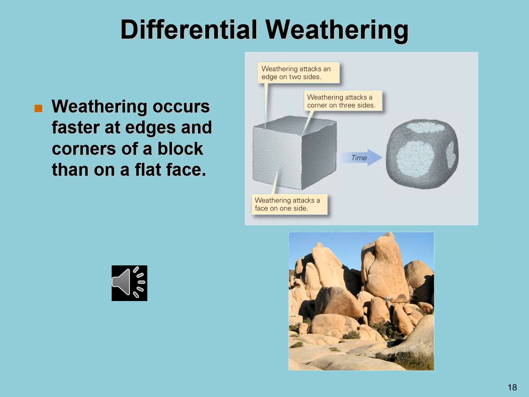Weathering happens faster at edges and even faster at the corner of broken blocks because weathering attacks a flat surface from only one direction, an edge from two directions, and a corner from three directions. Over time, edges of the blocks become blunt and corners become rounded.